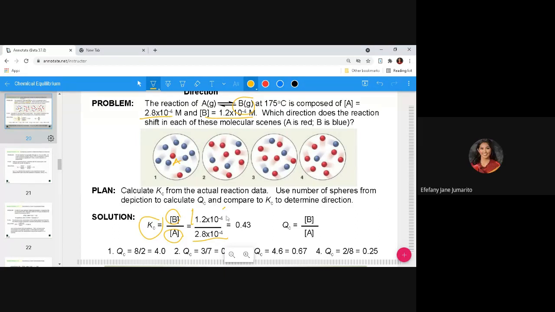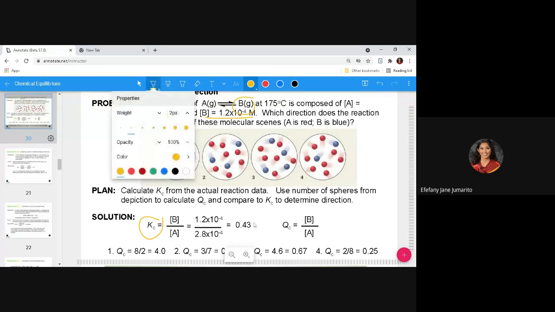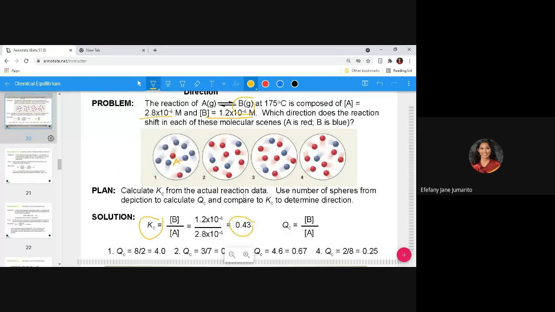Okay, so we don't write molar here, class. We don't write molar because our Kc is unitless. The concentration is divided by the standard state. So B is always divided by 1 molar. 1.2 times 10 to the negative 4 molar is divided by 1.0 molar, divided by its standard state. Okay, so that's the case. We have 0.43 as our Kc.